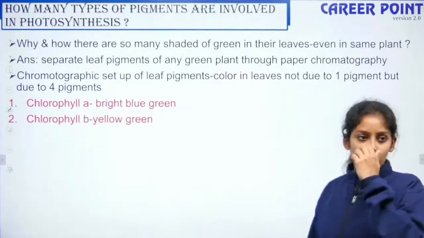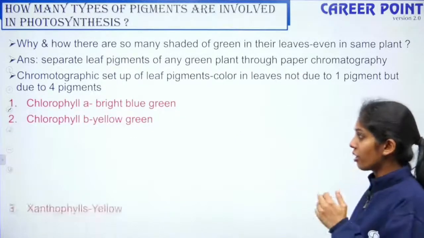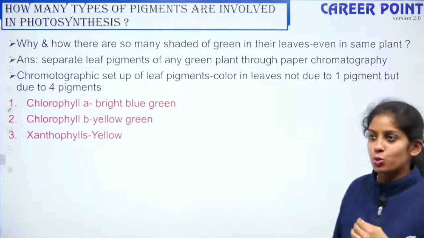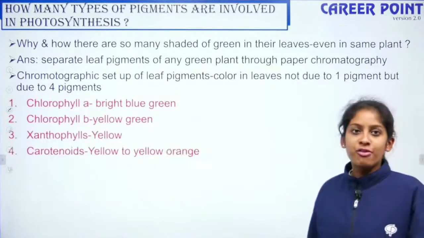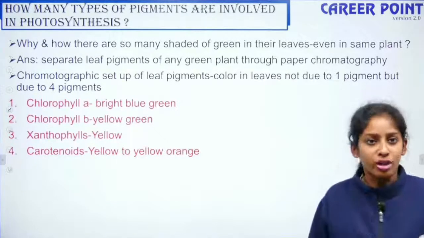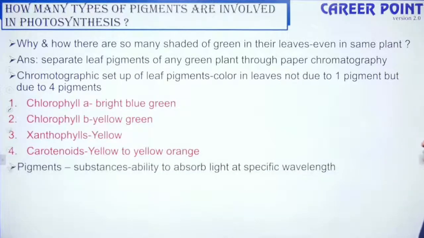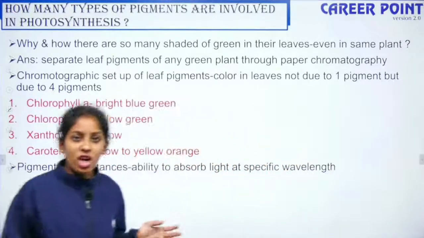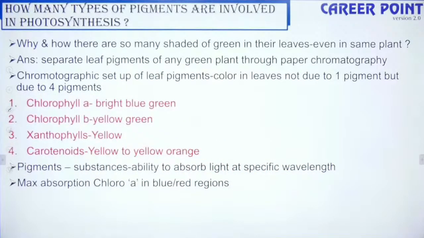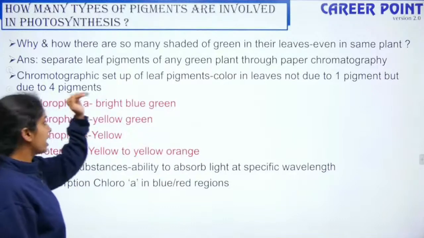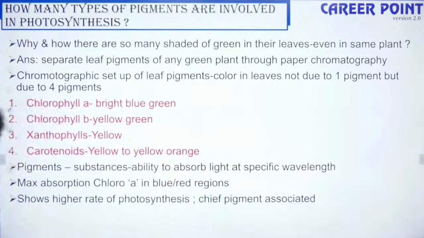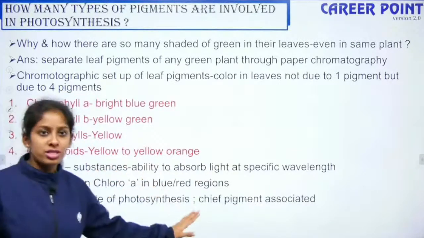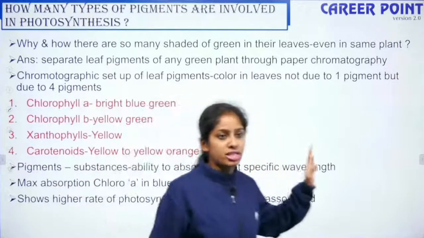And then you have chlorophyll B, which is along the yellow-green wavelength, and then you have xanthophylls, which is yellow in color, and then you have carotenoids, which are yellow to yellow-orange in color. These pigments are substances which have the ability to absorb light at a specific wavelength, so that is why they are called pigments. Their maximum absorption happens with chlorophyll A in the bright blue-green region. So it shows the higher rate of photosynthesis, and thus that is the chief photosynthetic pigment.